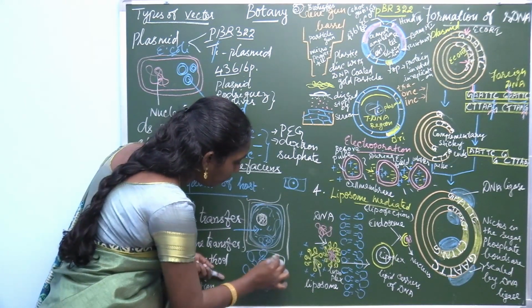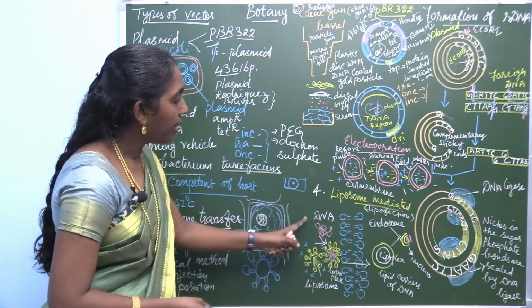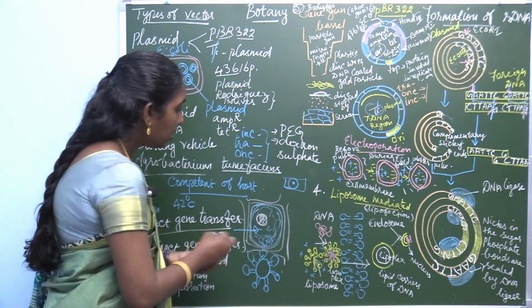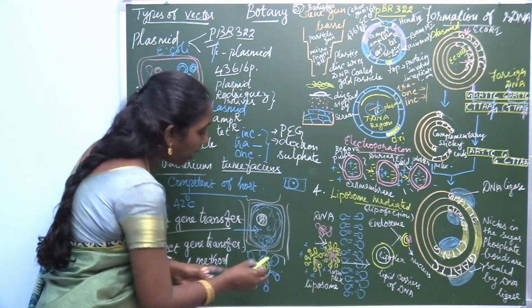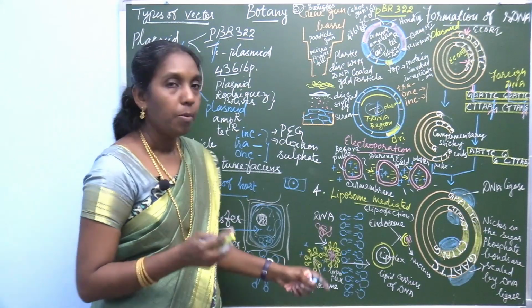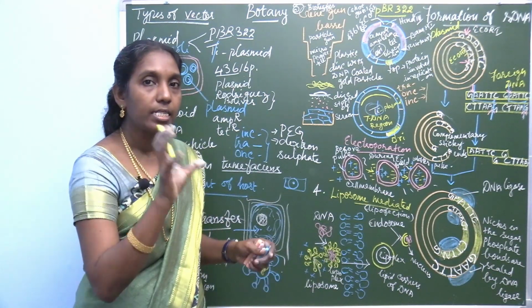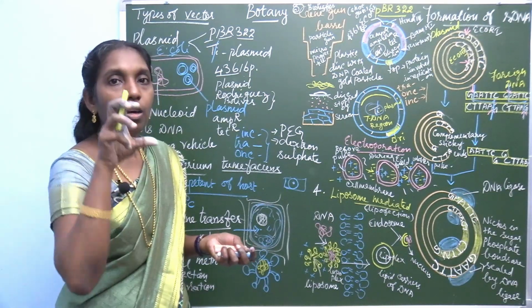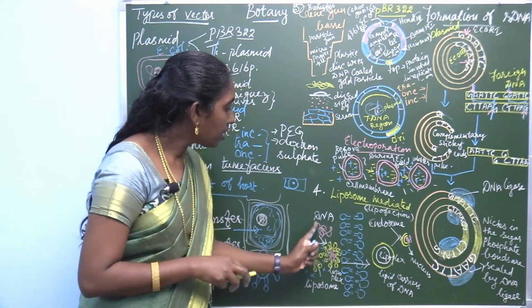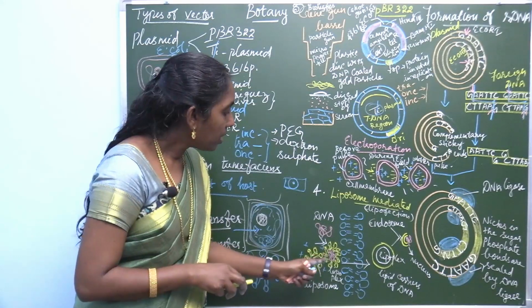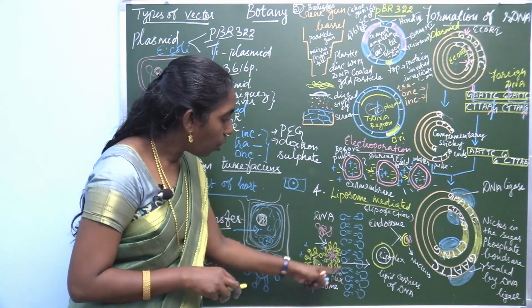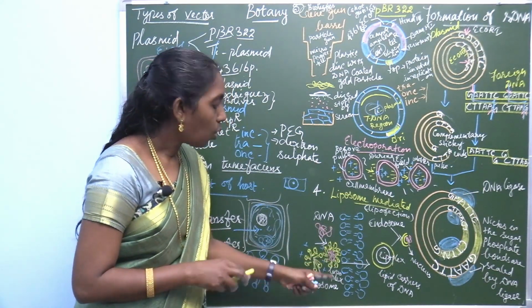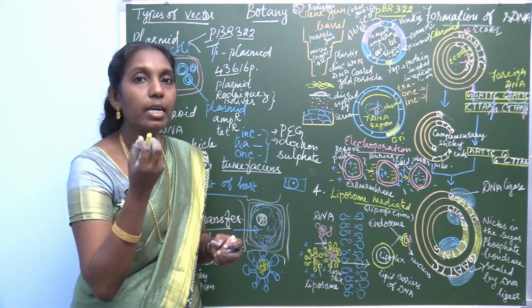This phospholipid vesicle holds the DNA. See, this is the DNA. This DNA is held inside the phospholipid. A phospholipid vesicle is a liposome. A liposome is nothing but a phospholipid vesicle which holds the DNA. This is the desirable DNA. The liposome that holds this DNA is called a lipoplex. Now it forms a lipoplex.